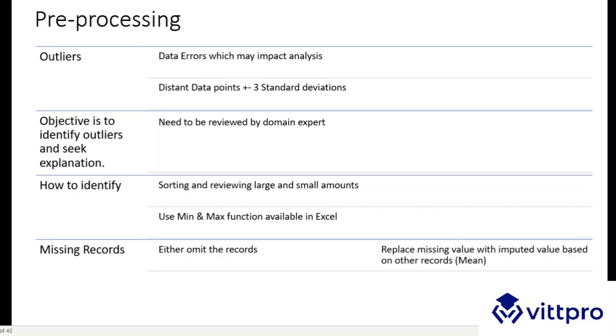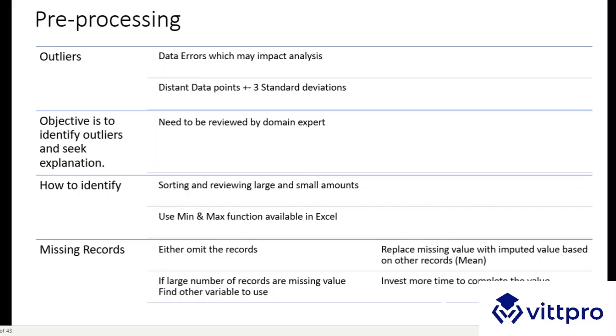The other choice is to replace the missing value with the mean average, not the outlier, with the average. Again, if there are too many, that is also not going to be good, because that would affect the average. So if a large number of records have a missing value, you should either use another variable or find another data set. That's the only time.